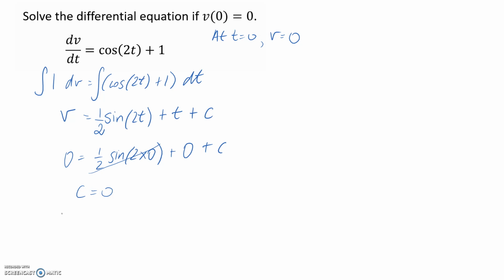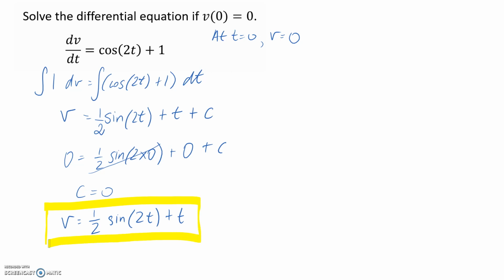So that means that we can write the final version of our solution, including our integration constant c. It's going to be plus 0, so I might just leave it off. And that would be our answer to the equation.